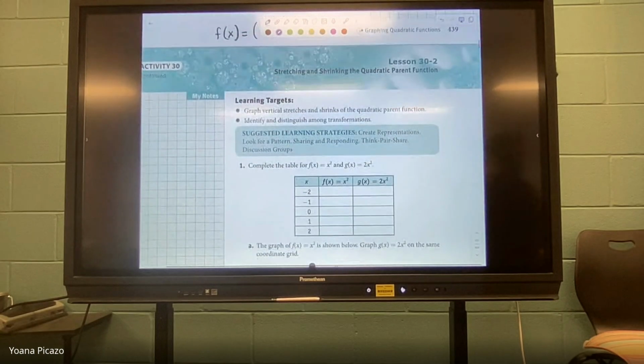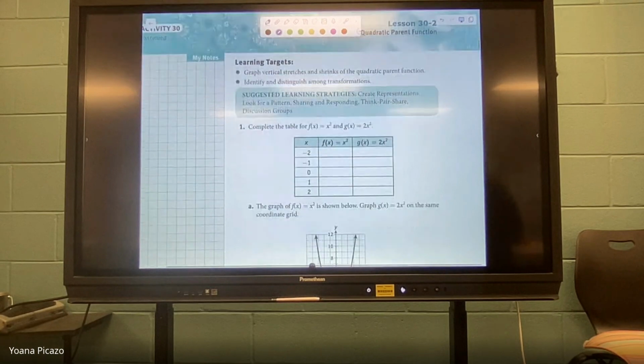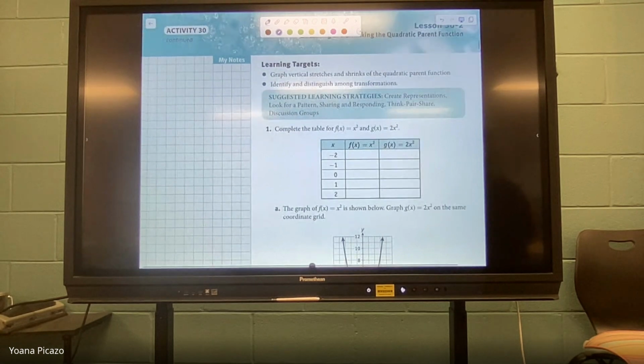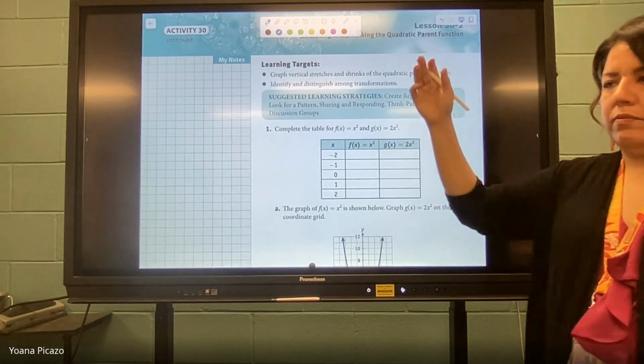Let's go ahead and move on. We're moving on to 30-2. Okay. It says graph vertical stretches and shrinks of the quadratic parent function. Imagine taking your U shape, okay?